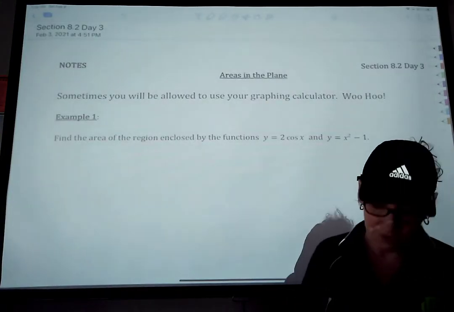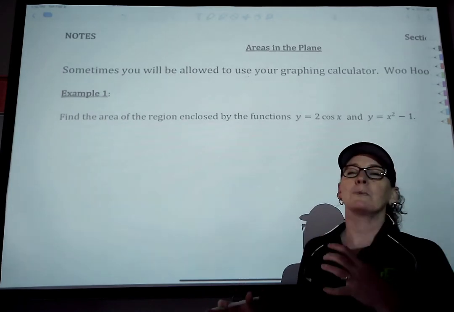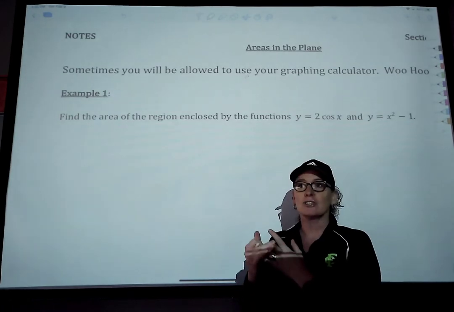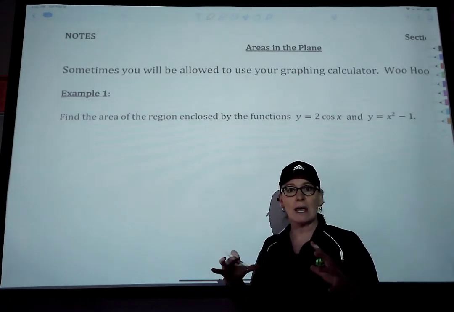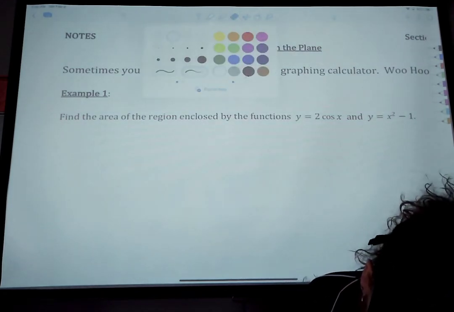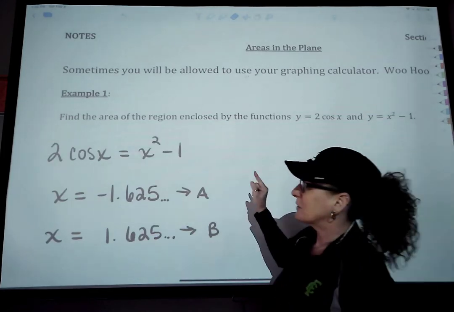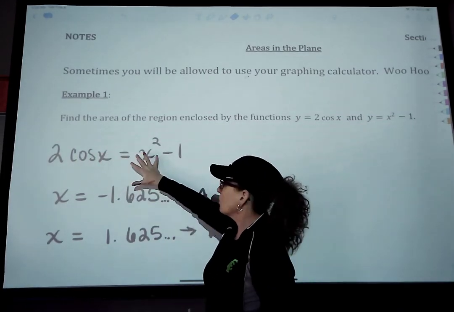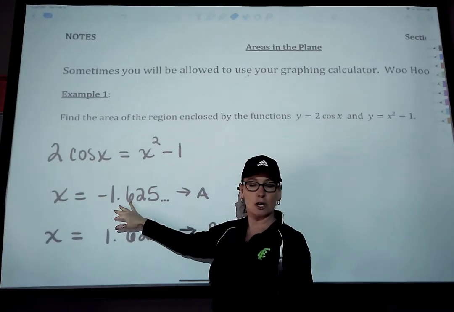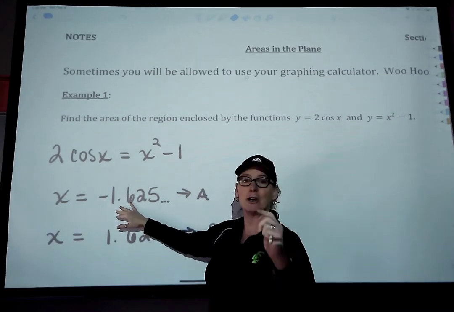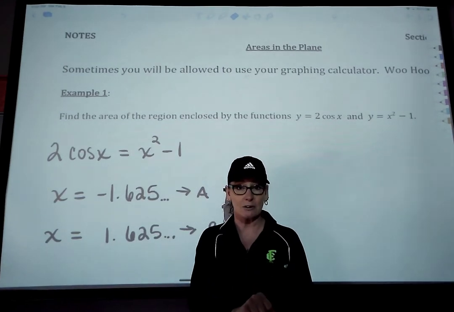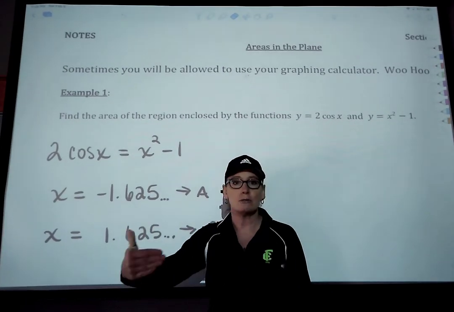Okay, here we go. Remember when we were doing these by hand, we had to graph it, find the intersections, and then set up our integral. So we need to show that we have calculated the intersections. So what I'm going to do is take my two functions, y equals 2 cosine x, y equals x squared minus 1. I'm going to set them equal to each other on my paper, and then I'm going to show my answers. You don't have to say, I used my graphing calculator. We know if graphing calculators were allowed, which they are, we know you used your graphing calculator.